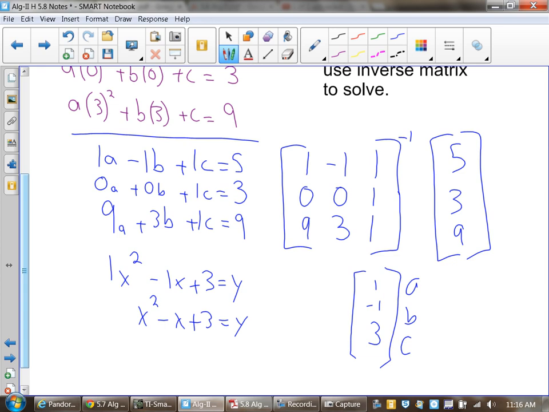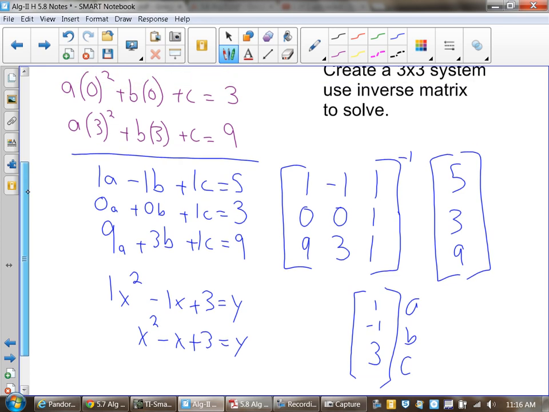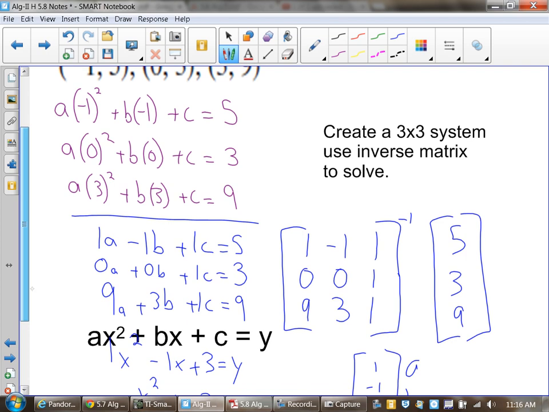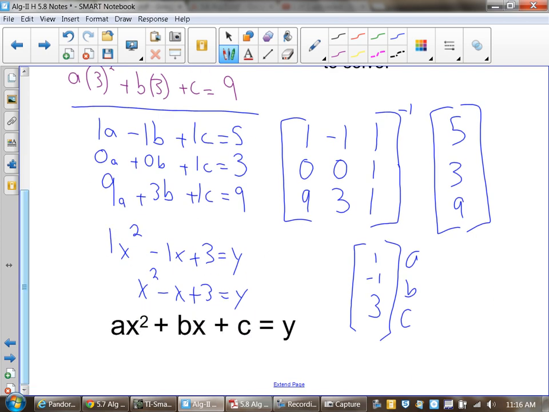That's your final answer. What you're trying to figure out is what A, B, and C are for the generic form, because your standard form is ax squared plus bx plus c. And if A is 1, B is negative 1, and C is 3, I'm substituting that in to get the form. Alright. That's about as tricky as this stuff gets, and the standard form is generally the one that takes the longest.